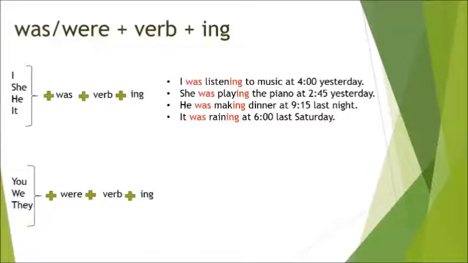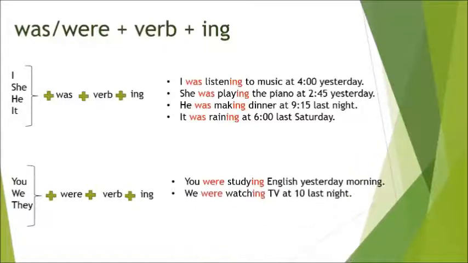For you, we, and they use were and verb plus ing. Look at these sentences. You were studying English yesterday morning. We were watching TV at 10 last night. They were cleaning the house last Sunday morning. Pay attention, was or were and verb plus ing are always together.